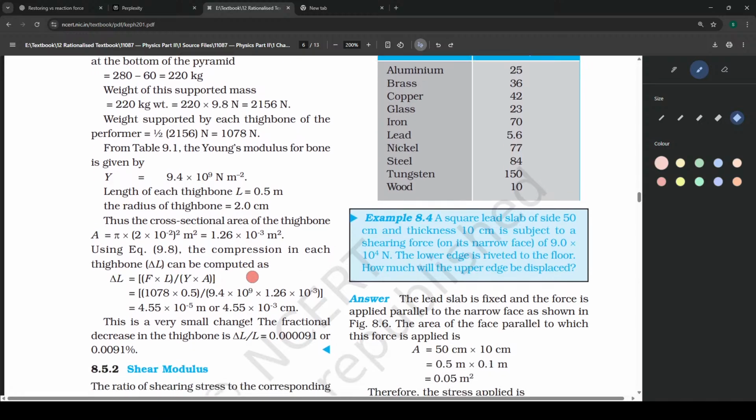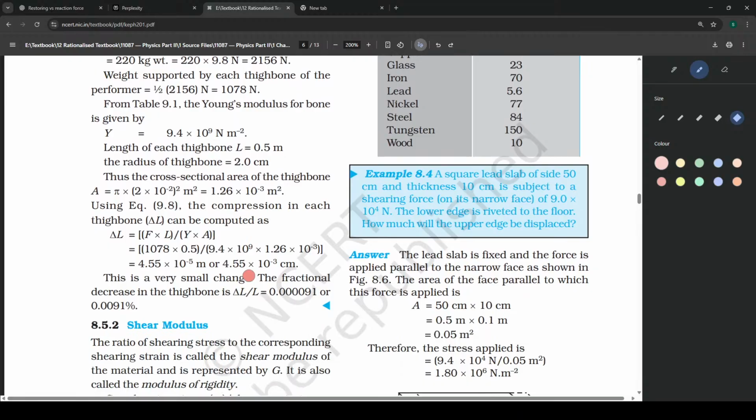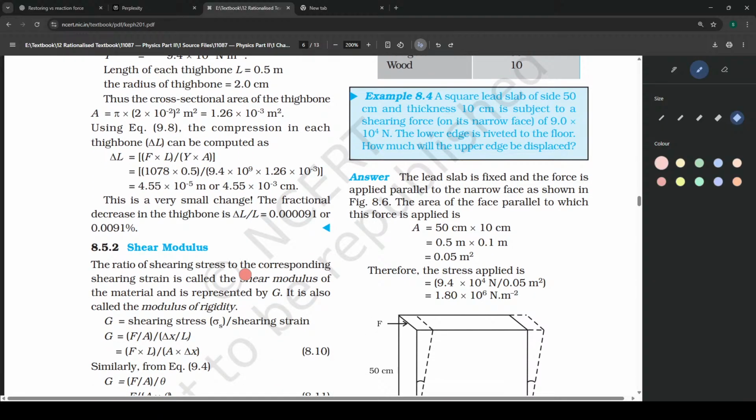And from the table, we can take the Young's modulus for bone, which is 9.4 into 10 power 9 Newton per meter square. Length and radius are given, through which we can find the cross-section area. Using the formula of Young's modulus, we can find delta L, which is approximately 0.000091 meter, or 0.0091 percent.